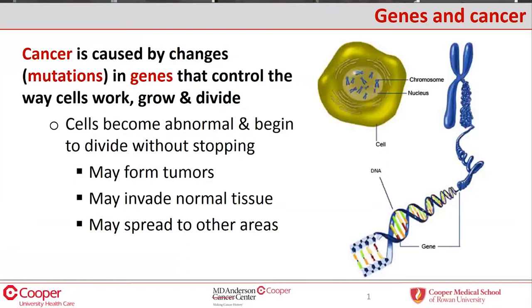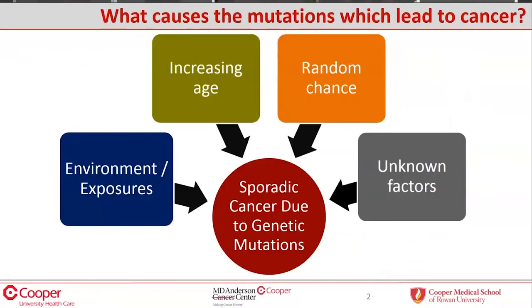these cells can become abnormal. They begin to divide without stopping. They can form a tumor. They could invade normal tissue, and they could spread to other areas. So it's technically mutations in genes that ultimately cause cancer. But then what causes these mutations?